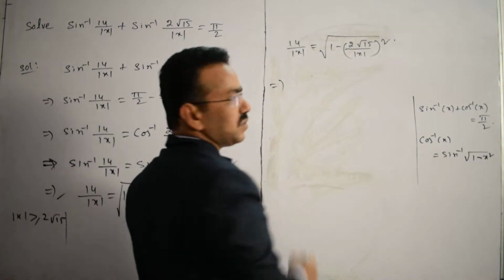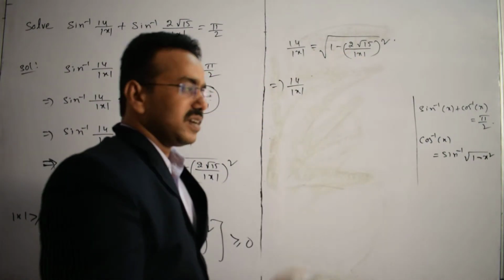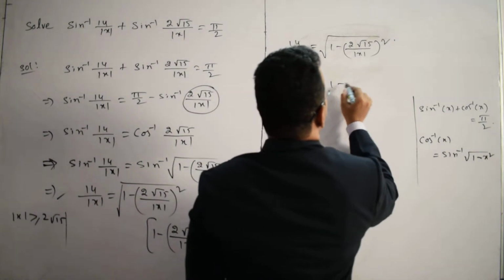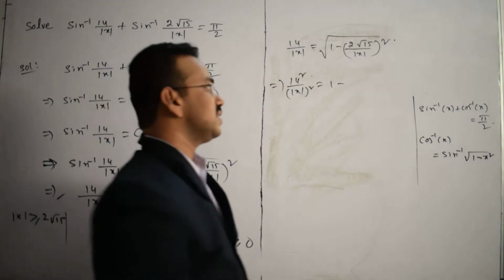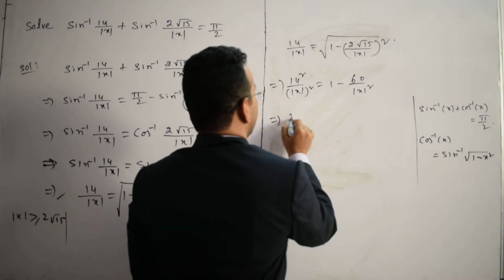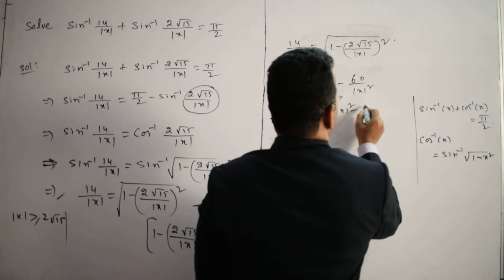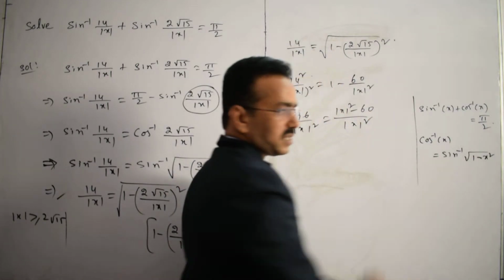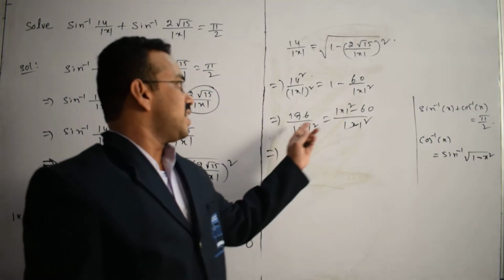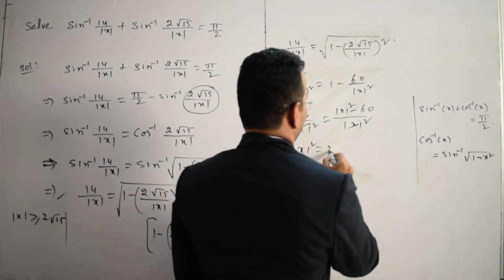In the next step, you can take squaring on both sides. You will get 14 square by mod x whole square, which equals 1 minus 2 root 15 whole square, means 4 into 15, 60 by mod x square. So this implies 196 by mod x square equals (mod x square minus 60) by mod x square, right? Mod x square gets cancelled. Finally, we are getting 196 equals mod x square minus 60. It can be written as mod x square equal to 256.